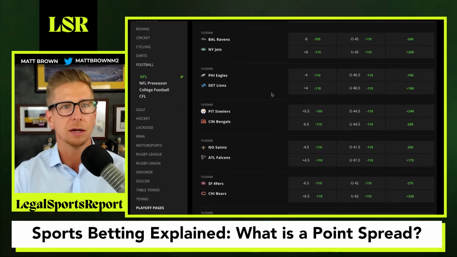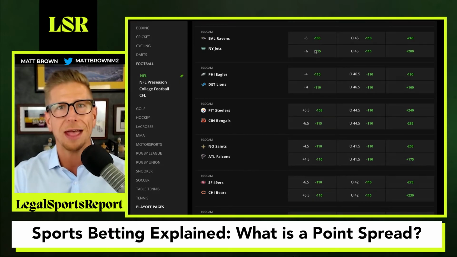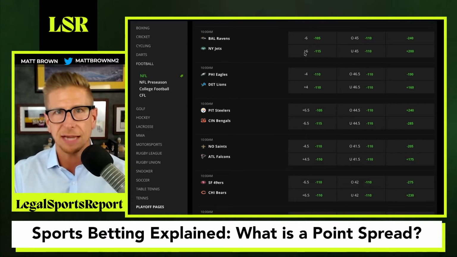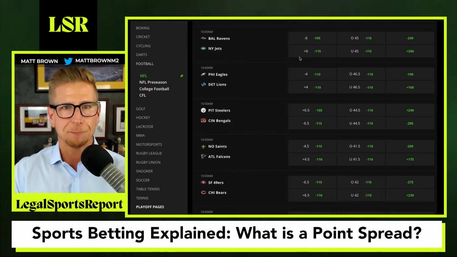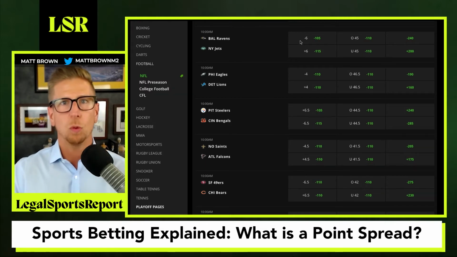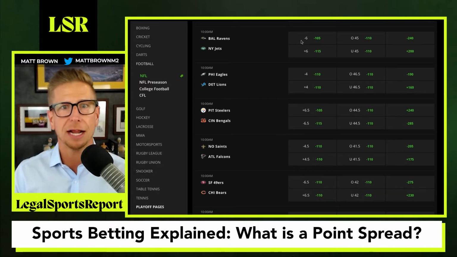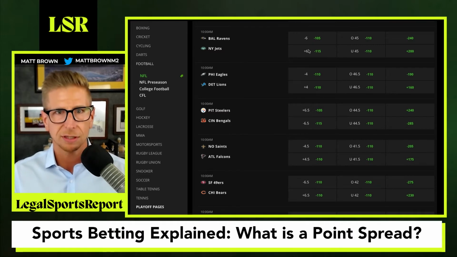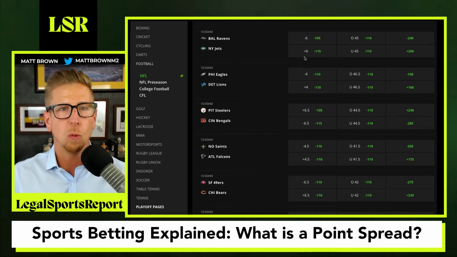Let's go to a bigger spread here, and we'll come down to this Ravens and Jets game, one without a half point. The Ravens, you see the minus sign, -6. They are the 6-point favorites in this game. This is the spread. The Jets, you see the plus sign, they're the underdog. They are a 6-point underdog on the spread. So the Ravens would have to win this game by a touchdown and an extra point, by 7 points, if you bet on the Ravens, because you see that they are 6-point favorites.